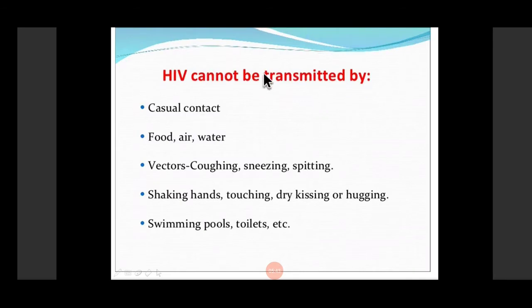But HIV cannot be transmitted, or the transmission has not yet been detected, by casual contact, by food, air, water, vectors like coughing, sneezing, spitting. Through these modes, the HIV infection cannot be transmitted. Shaking hands, touching, dry kissing, hugging, swimming pool, toilets, etc. All these things are usually not risk factors for transmission of HIV.